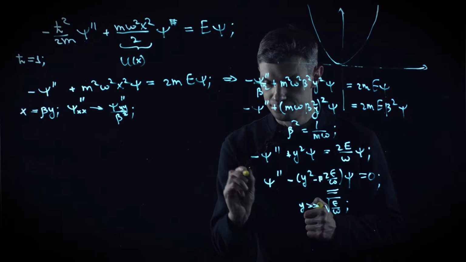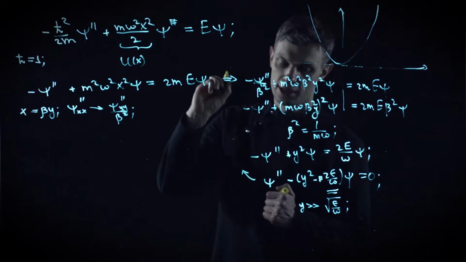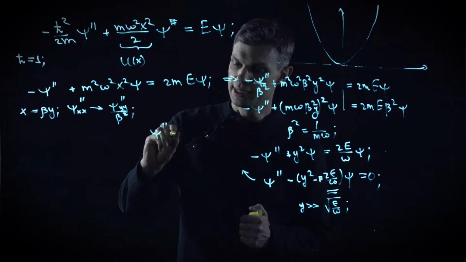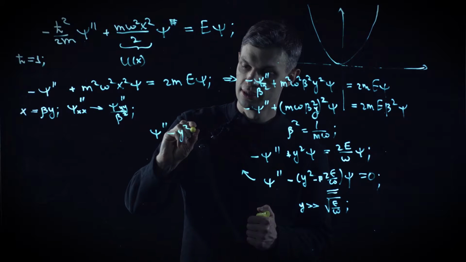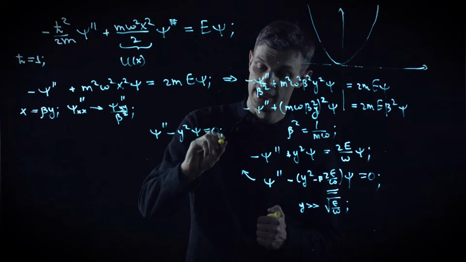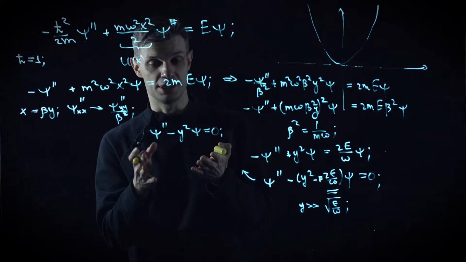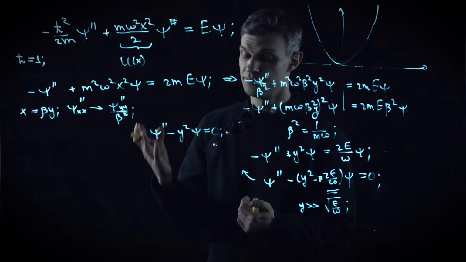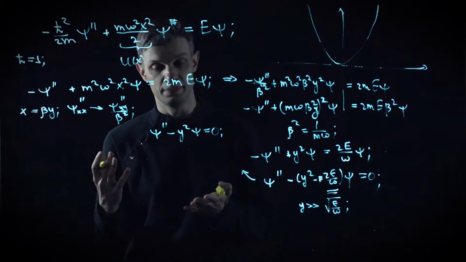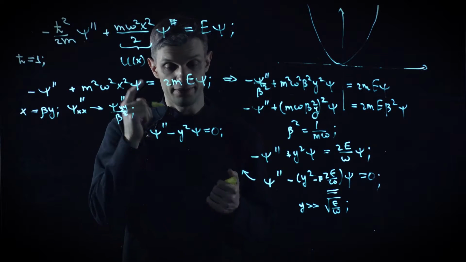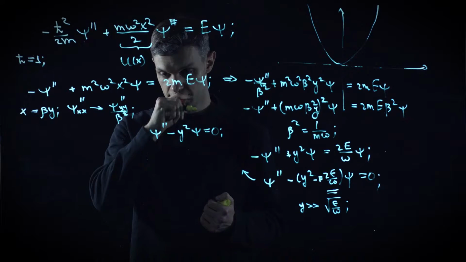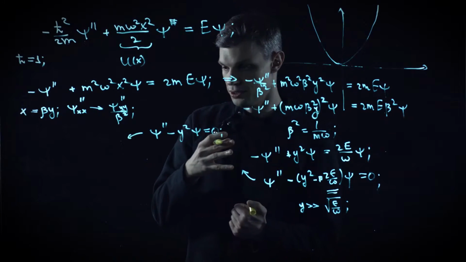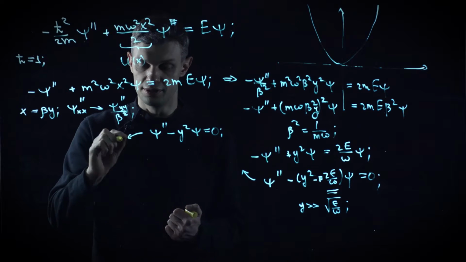Then our equation becomes psi double prime minus y squared psi equals 0. But the problem is, even this equation can't be solved exactly. So again, we will try to solve it with some suitable change of variables. And we will definitely use the fact that y is large. So our next suitable choice is the so-called semi-classical change of variables.